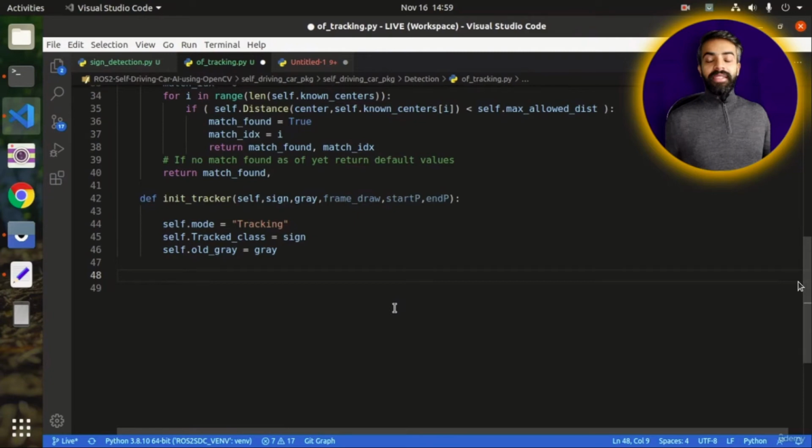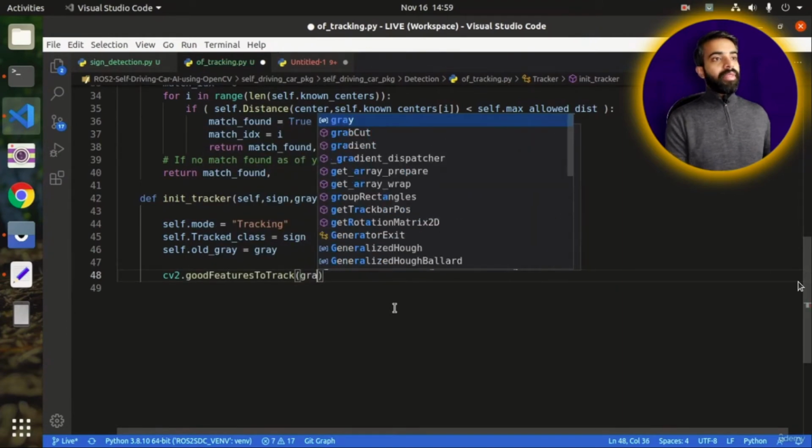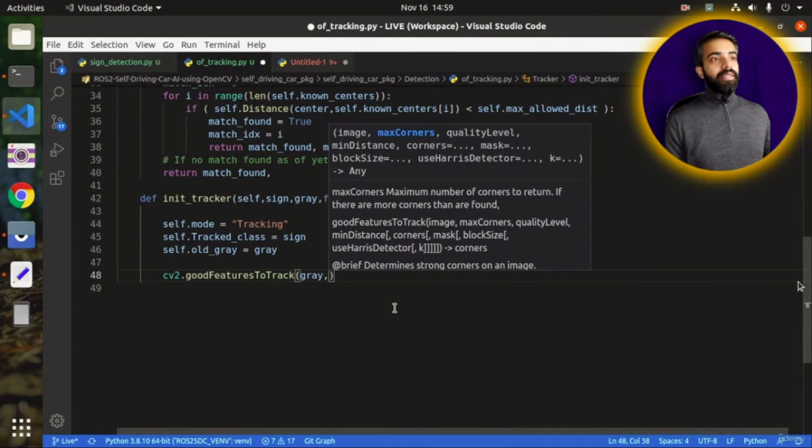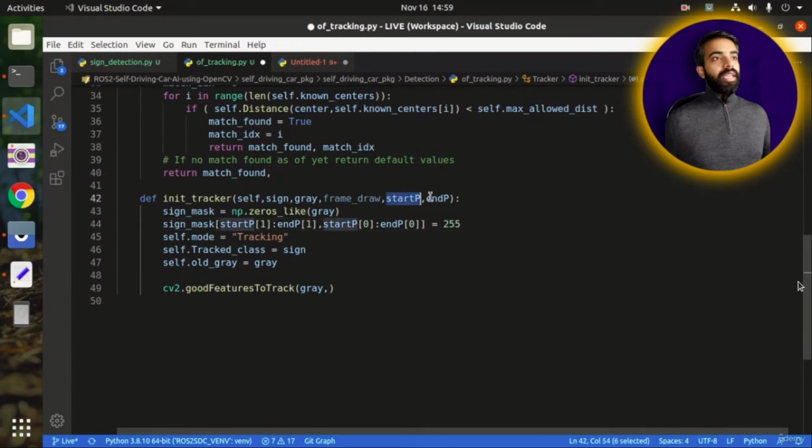Now, once we have defined these instance variables, the last thing that we need to do inside this initialize tracker function is simply extract all the points that we want to track in the next frames. And that can be done by the CV2 function goodFeaturesToTrack. This takes in the image, that is the grayscale. Then we provide the mask that represents the region of interest from which we want the good features to be extracted. This region of interest is the region that we want to track in the several frames, or the sign in the actual case. So let's create that mask. We will create that mask using the start and end points, and then simply setting that area to 255. And then we simply pass this mask, setting mask equal to sign mask.